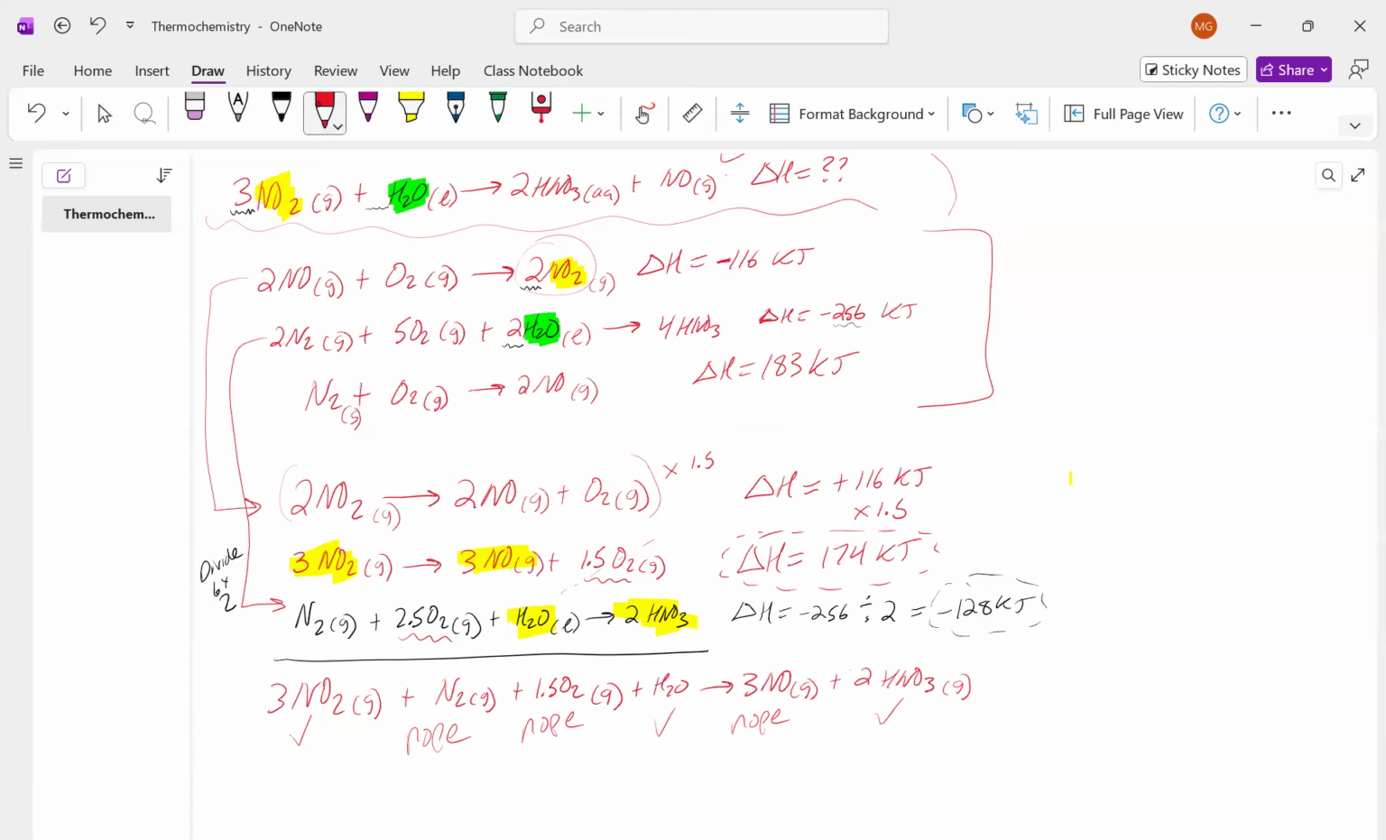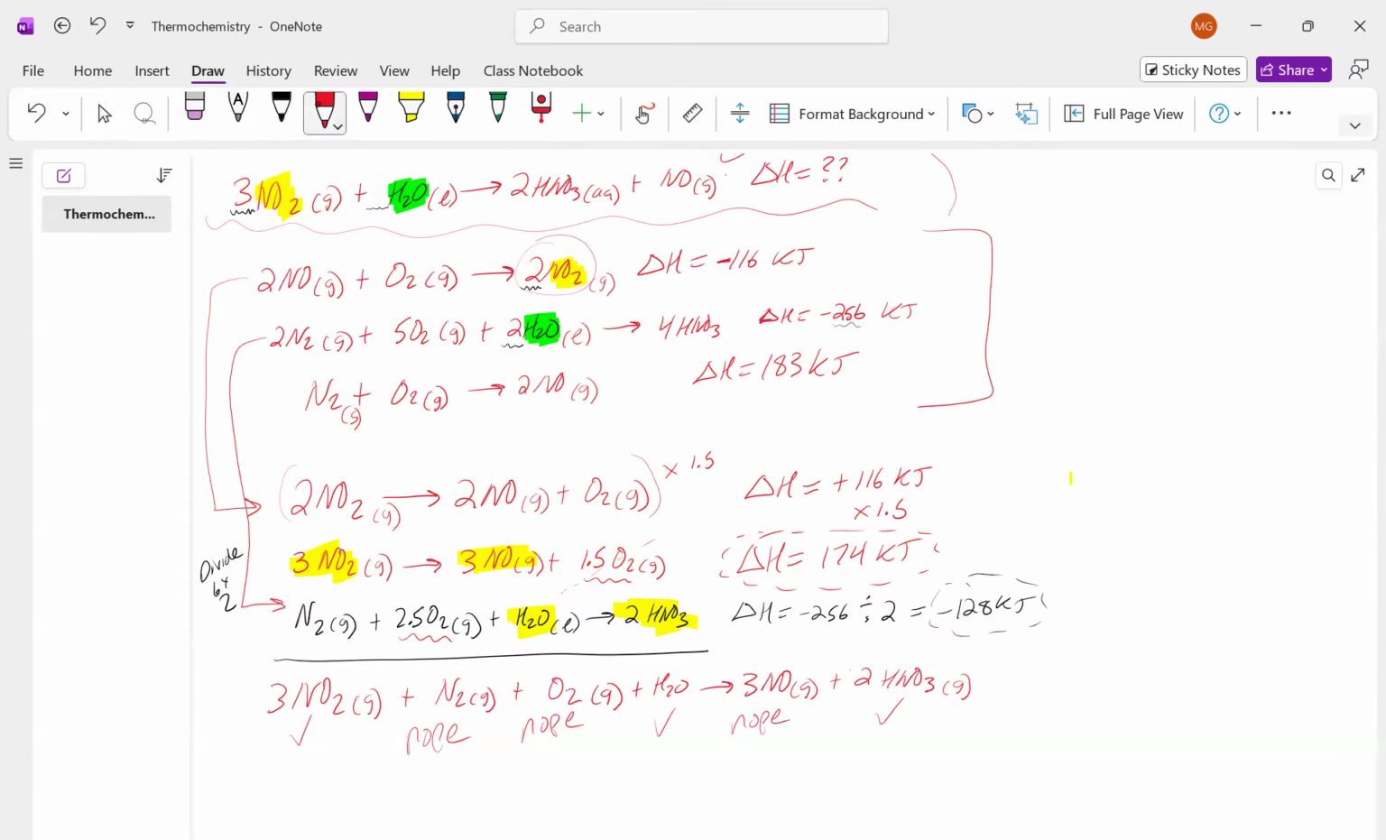Okay, so how do I get rid of, because I got to get rid of the nitrogens, I got to get rid of the oxygens. And I realized I added this up incorrectly. There is one oxygen there. Sorry for that. 2.5 minus 1.5 is 1. I'm sorry about that.